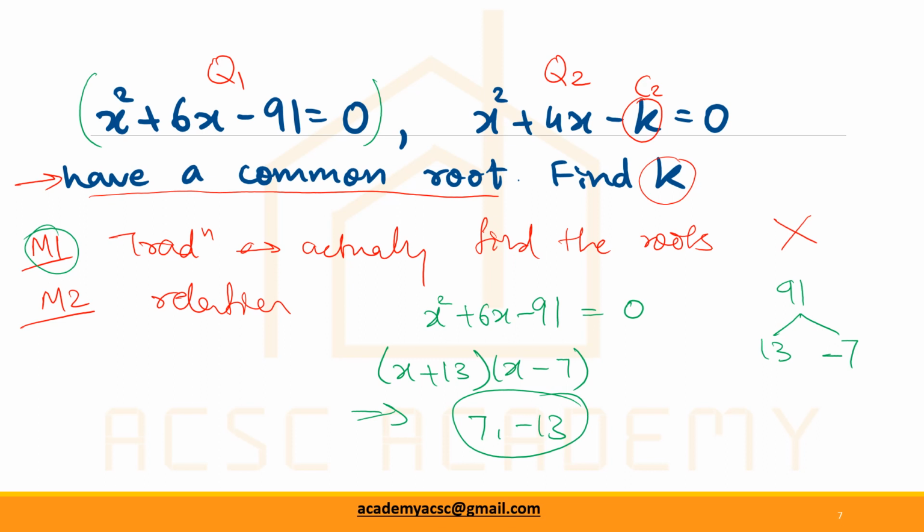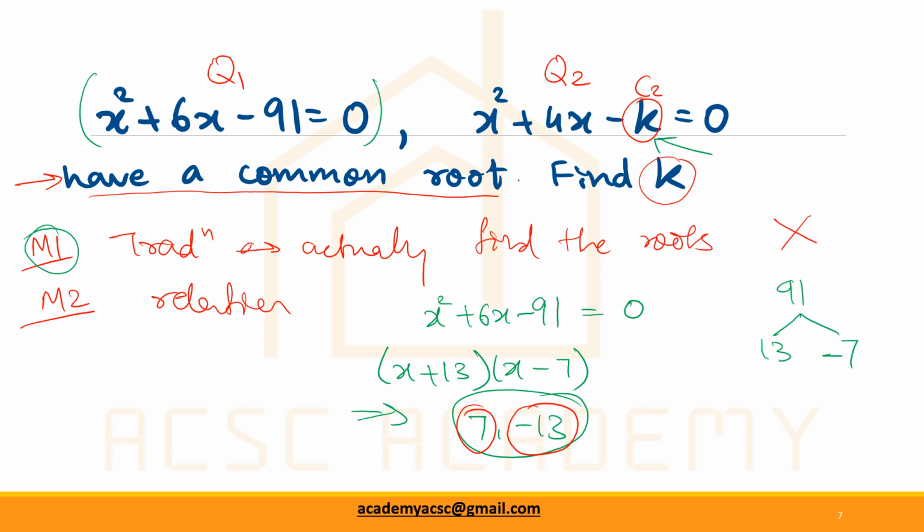In the same way, q2 will also have two roots, but we cannot find them because they will come out in terms of k. So there is no meaning in finding the roots of q2 in terms of k because we will not be able to do that anyway. So what else can we do? We can assume one by one that 7 is the common root, or that minus 13 is the common root, and then proceed, because we do not know which of them is the common root. Any one of them will be.